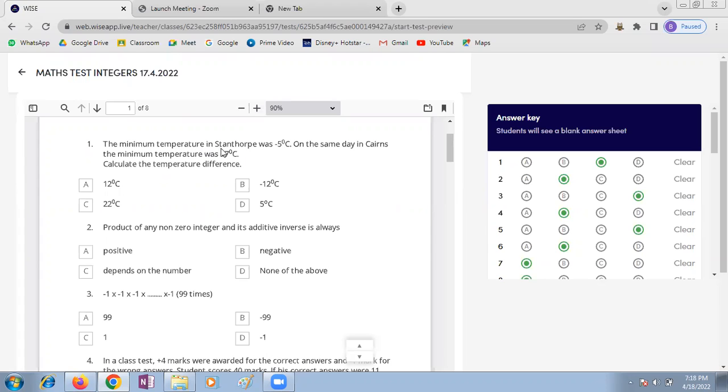The minimum temperature in Srinagar was minus 5 degrees. On the same day, in Cairns, the maximum temperature was 17. You can take a number line for this, children. Somewhere the temperature was minus 5, and in another place it was 17 degrees. The question is to calculate the temperature difference. You can take the absolute value. Don't consider the negative here.